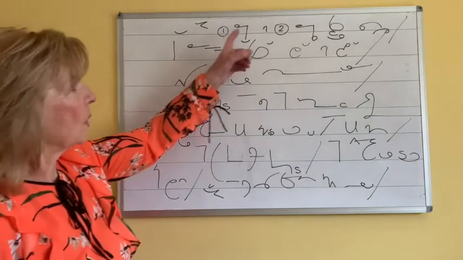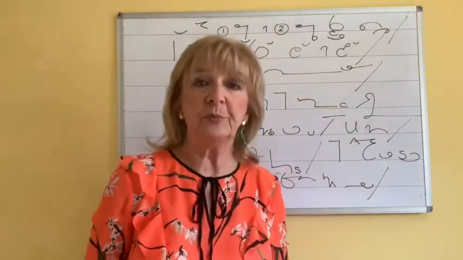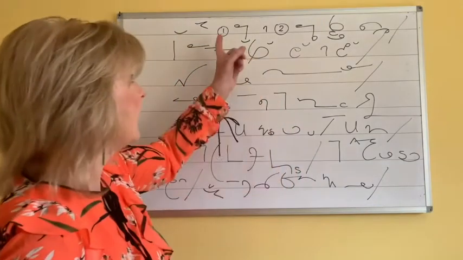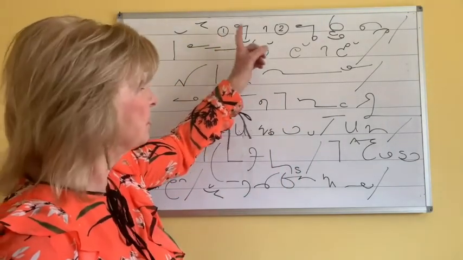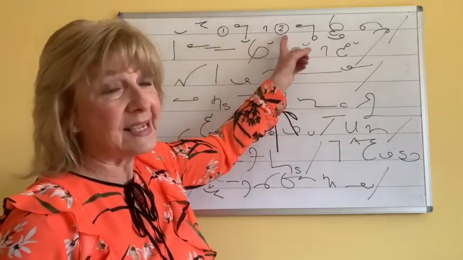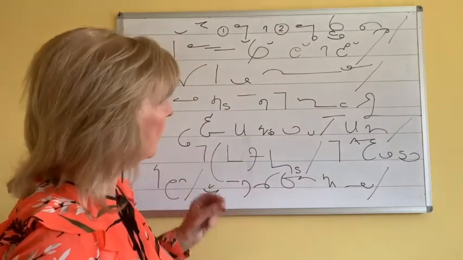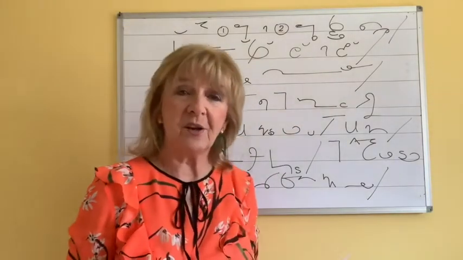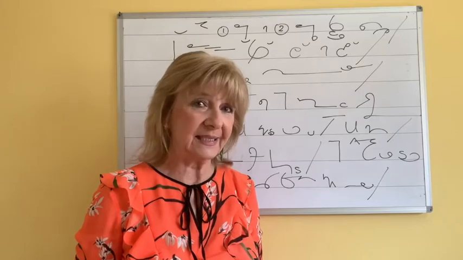And I've circled the one and the two because one and two could be confused with other things. At speed, one could look like an H that's too short. Two could look like an ND for need. So we are going to do a little bit on numbers next.